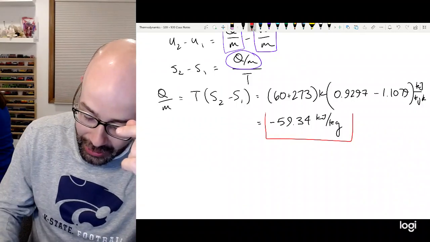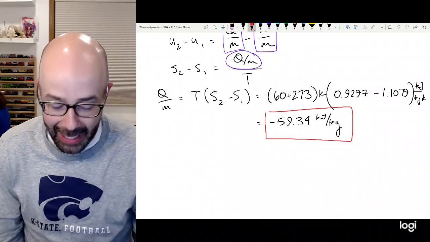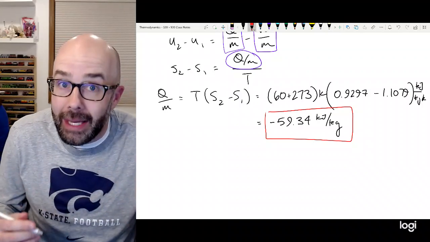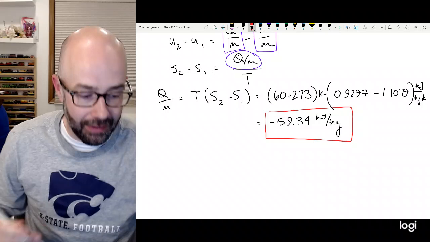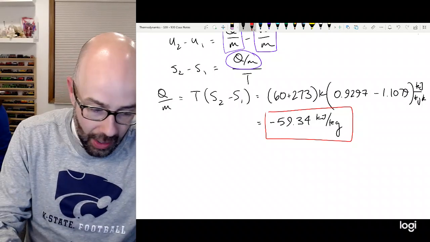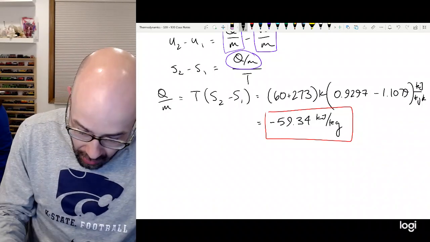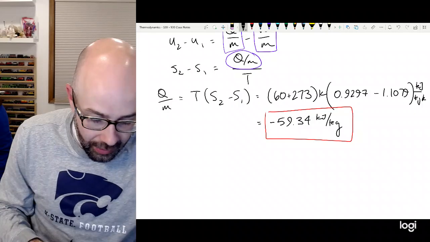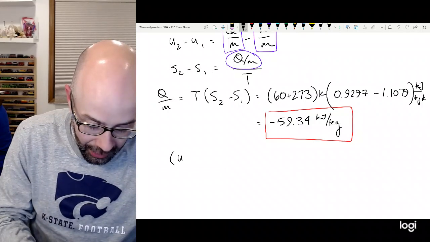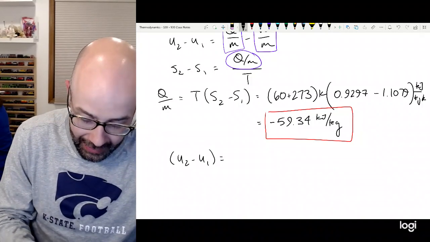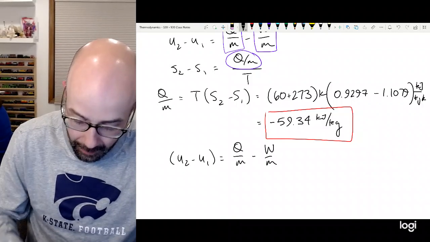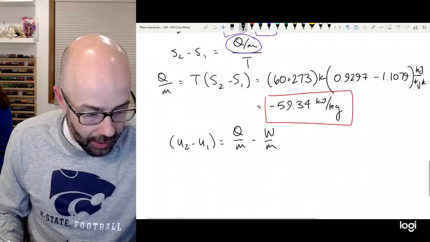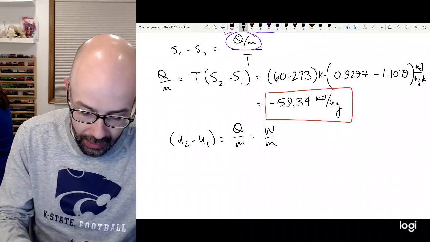So this is our heat transfer, negative 59.34. What does that mean? That means that heat is leaving the system. Okay? All right, now we can use that value in the first equation: U2 minus U1 is equal to Q over m minus W over m. And now we know what internal energy 2 and internal energy 1 are.